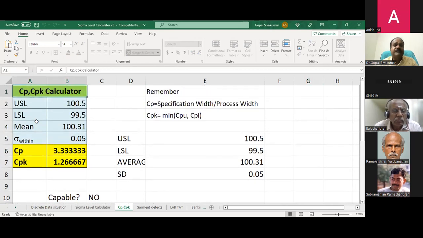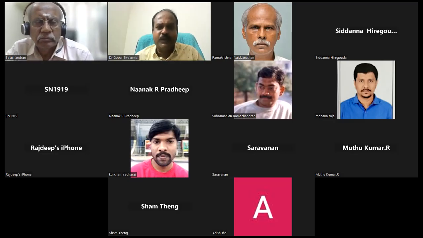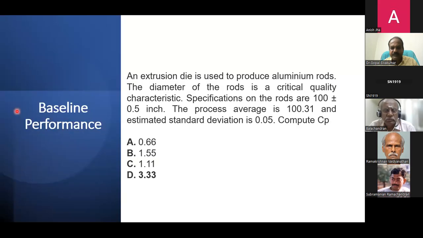Now some values are given. I think the values are already fed properly. It has eased my job, right? So 100.5, 99.5, and the mean value is 100.31. Standard deviation is 0.05. You simply type all these values, 0.05, and give an enter. Now what is the CP? 3.33. Just check whether 3.33 is there in your option. So answer is option D.